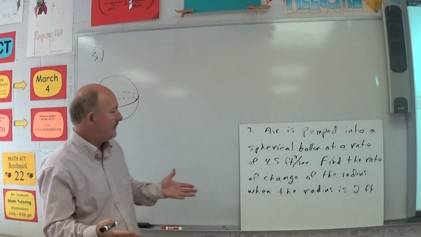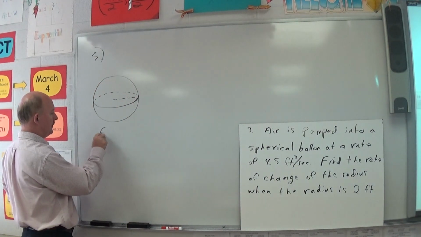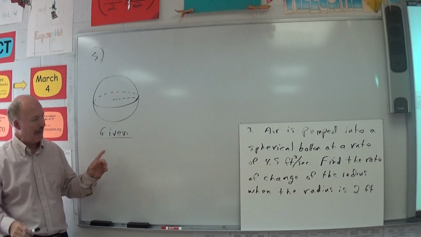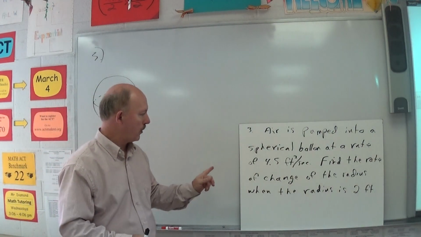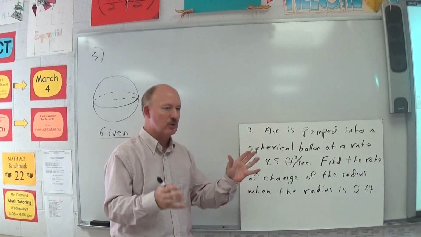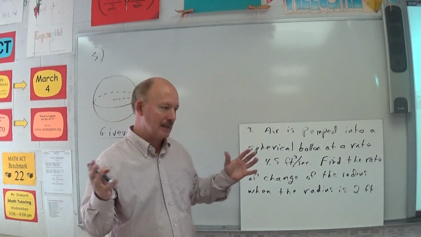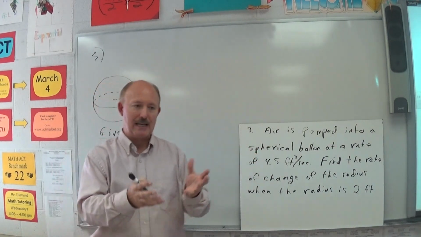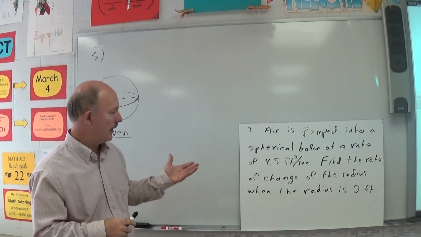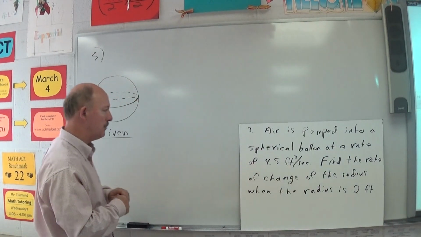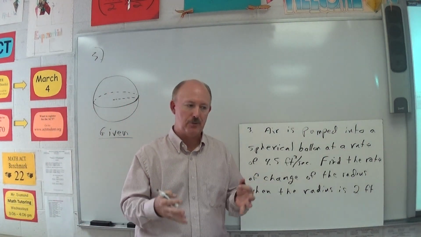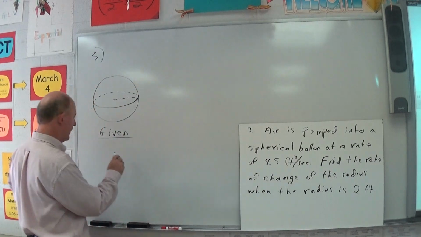Now let's see, what are we given? What do we have to find in this problem? Let's get our given information first. It says air is pumped into a spherical balloon at a rate of 4.5 cubic feet per second. Now what are we modeling here? The air is coming into the balloon, the balloon is getting bigger, the volume of the balloon is changing. So the 4.5 cubic feet per second is the rate of change of the volume.